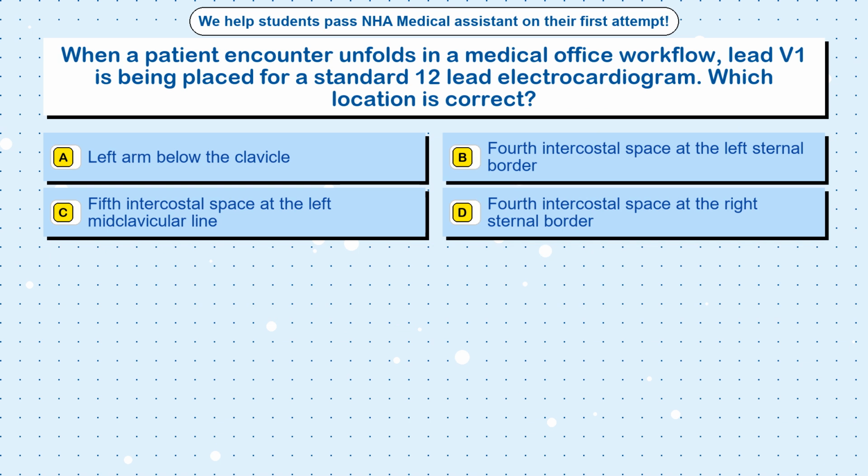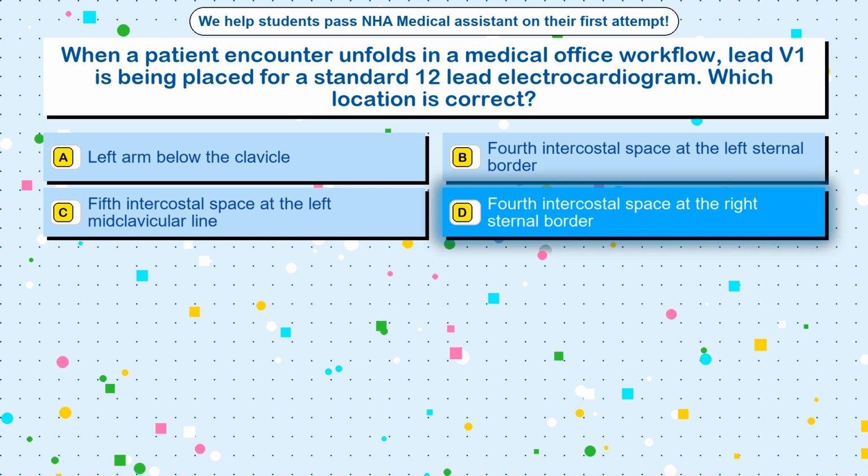Question 41. When a patient encounter unfolds in a medical office workflow, lead V1 is being placed for a standard 12-lead electrocardiogram. Which location is correct? Option A. Left arm below the clavicle. Option B. Fourth intercostal space at the left sternal border. Option C. Fifth intercostal space at the left midclavicular line. Option D. Fourth intercostal space at the right sternal border. The correct answer is option D.